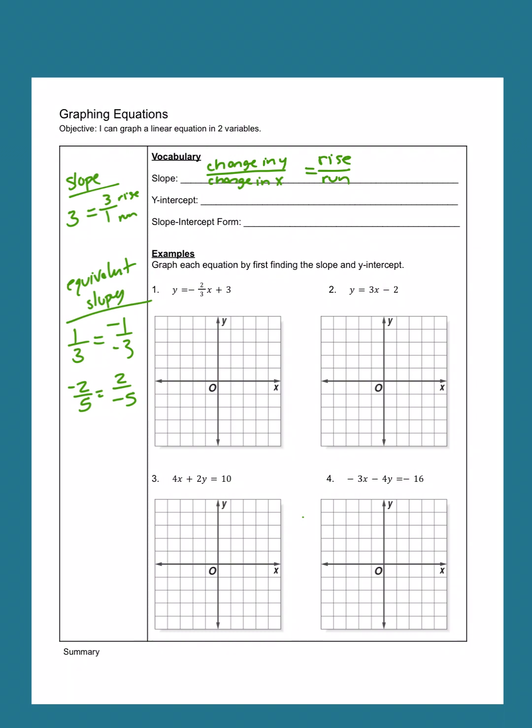Y-intercept is where the graph crosses the y-axis. And when we graph a line, we're going to start with the y-intercept, and we'll have that as our starting value, and from there we'll graph our slope. And then slope-intercept form, that is y equals mx plus b. And as a reminder, the m stood for our slope, and the b was our y-intercept.